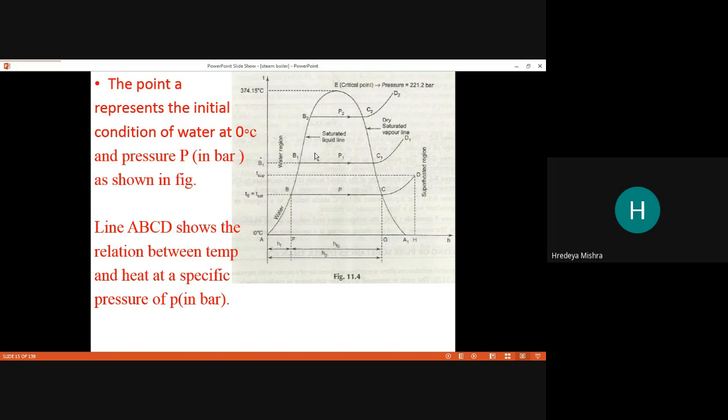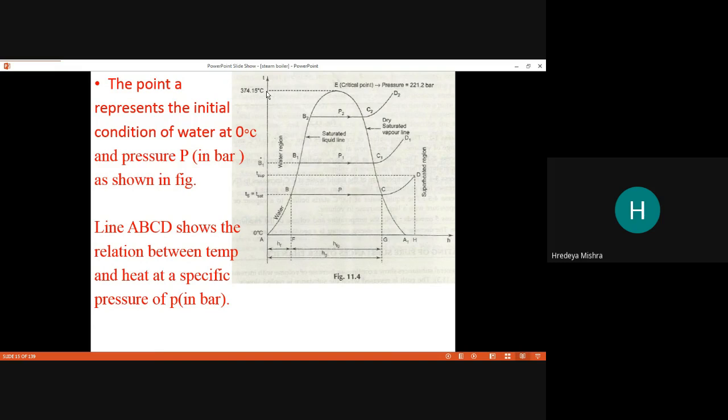Now again, here you can see B2, C2 and D2, where the pressure is changed again, but during this line process the pressure is constant. So we get different constant pressure processes in the diagram. A, B, C, D is the constant pressure P, B1, C1, D1 is the constant pressure P1, and B2, C2 and D2 is the constant pressure of P2.